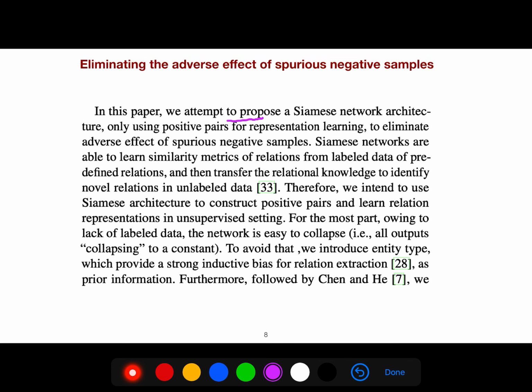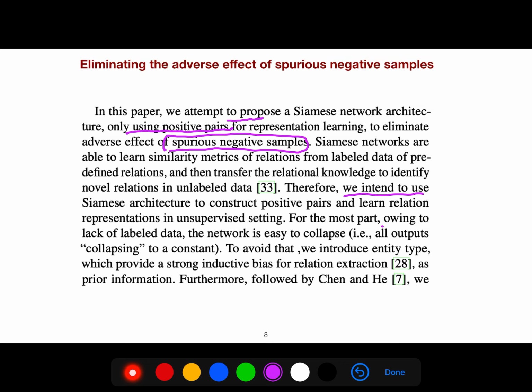So they propose a Siamese network architecture only using positive pairs like BYOL or SimSiam. We only use positive pairs, not negative pairs, to eliminate the adverse effect of spurious negative samples. Siamese networks are able to learn similarity metrics of relations from labeled data of predefined relations, and then transfer the relational knowledge to identify novel relations in unlabeled data. Therefore, we intend to use Siamese architecture to construct positive pairs and learn relation representation in an unsupervised setting.